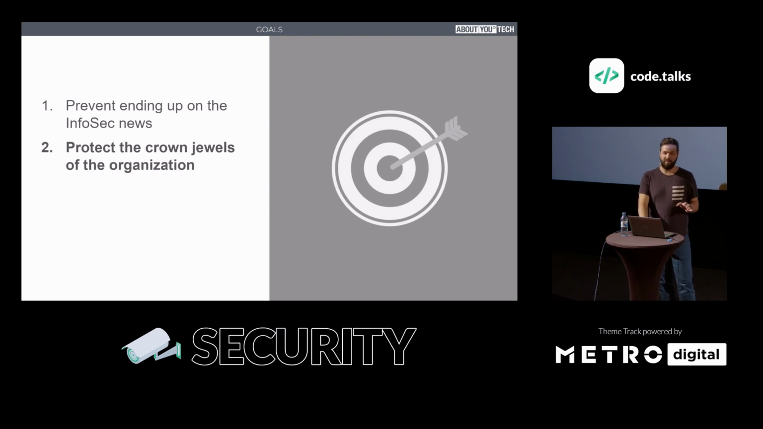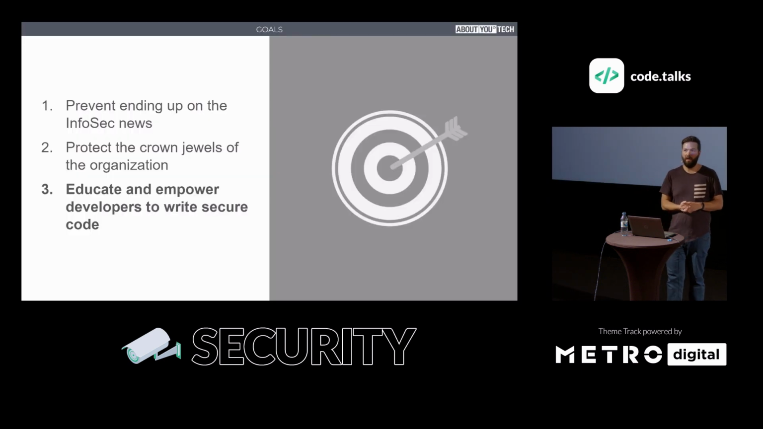Lastly, one goal that is often overlooked by many companies, that is to educate and empower developers to write secure code. And I want to emphasize on this, especially here, because I do expect most of you to be developers. If the developers do not know how to write secure code, you're going to have a hard time protecting the crown jewels and are more likely to end up on the InfoSec news.